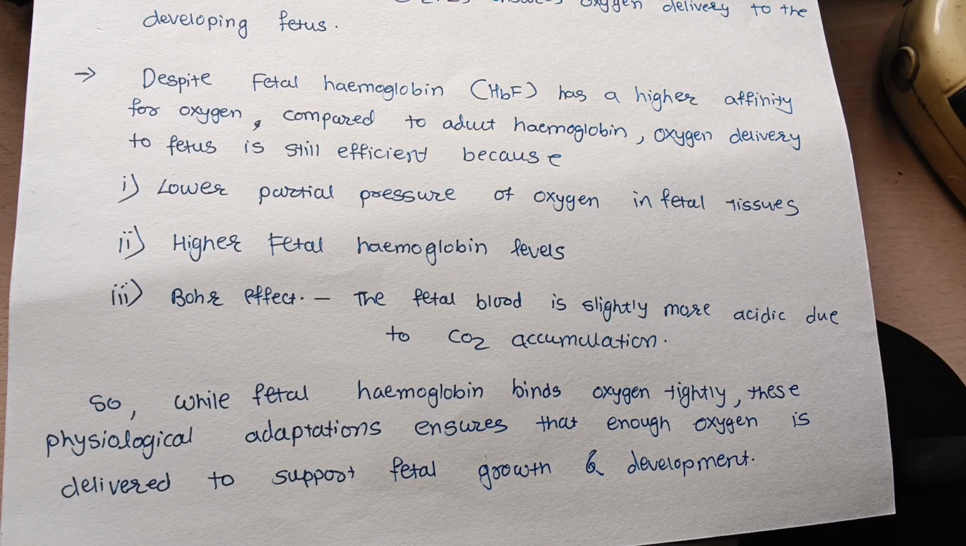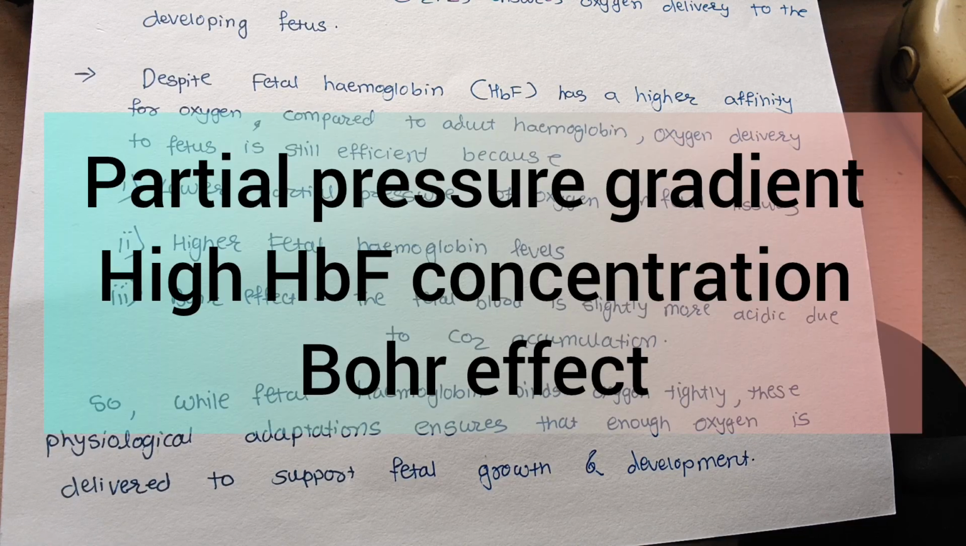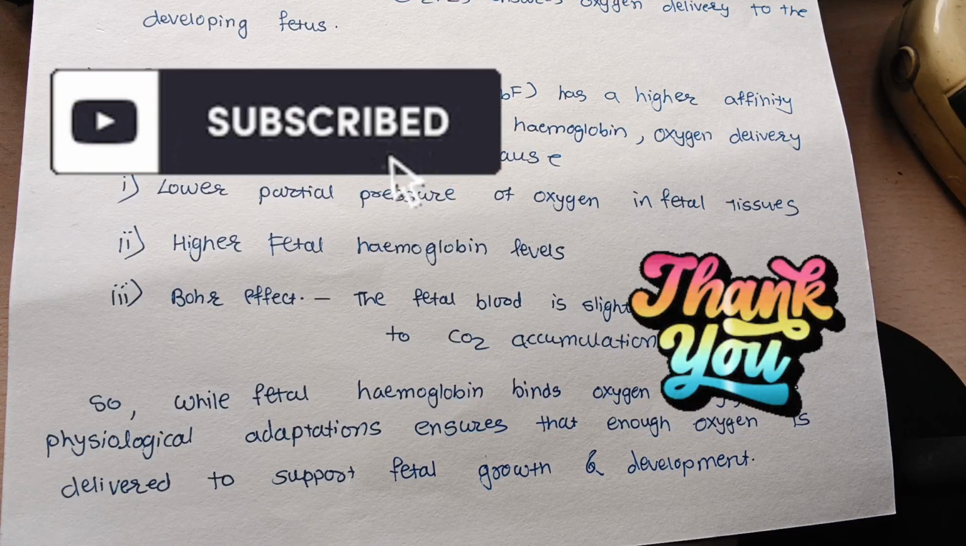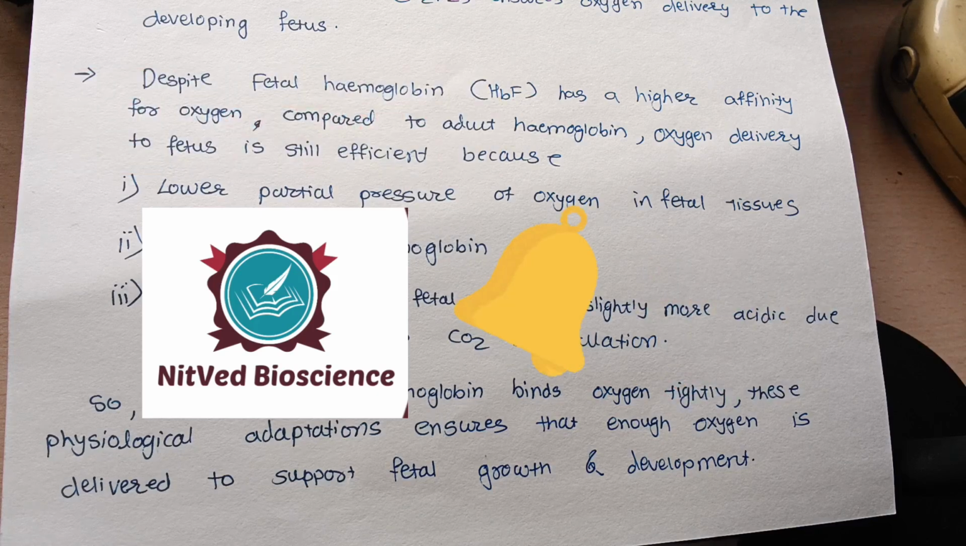And second, we discussed why, despite having the higher affinity, efficient oxygen can be delivered. These are the factors: partial pressure of oxygen, higher fetus hemoglobin levels, and the Bohr effect, meaning CO2 accumulation, so pH will be lower. Because of these factors, enough oxygen can be delivered to the growing fetus tissue.